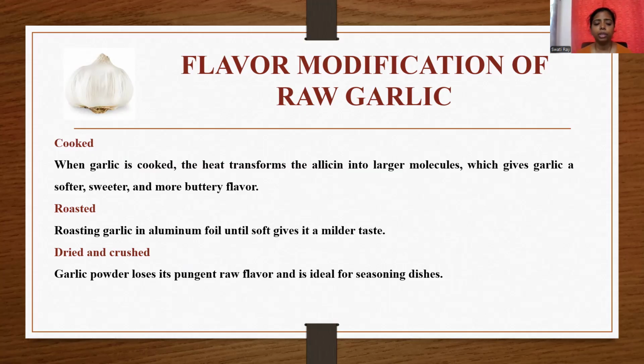Now, whenever you are roasting garlic, general roasting of garlic only increases its pungency. But if you want a subtle taste of garlic, you can roast the garlic inside aluminium foil. The aluminium foil roasting of garlic decreases the pungency of the garlic and it becomes milder in taste. Lastly, as I told in my earlier slides, we can also dry the garlic and crush it to make powder, which is an excellent seasoning and flavor enhancer in different types of food.